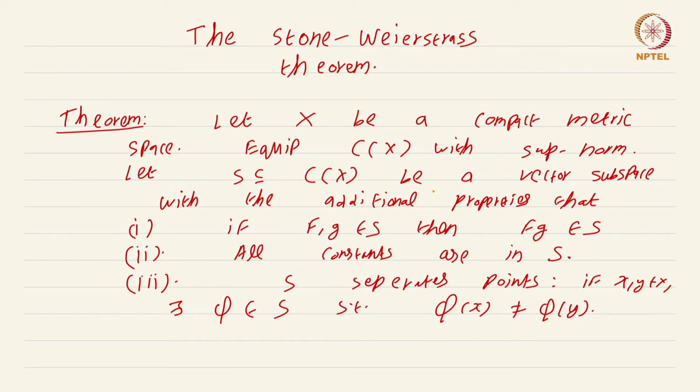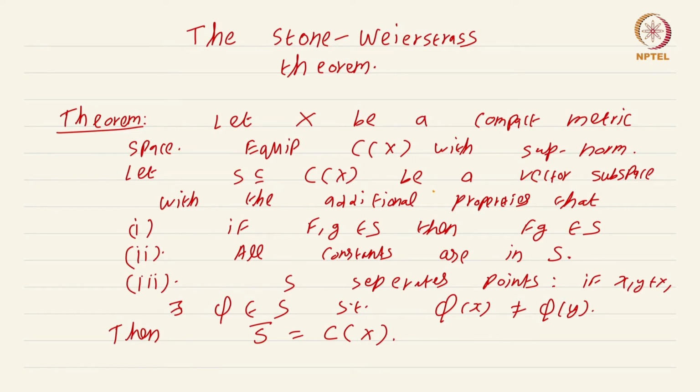Now, under these conditions, the conclusion is that the closure of S is equal to C(X). So what this is saying in more down to earth language is that any continuous function on a compact metric space can be approximated uniformly by functions coming from S.